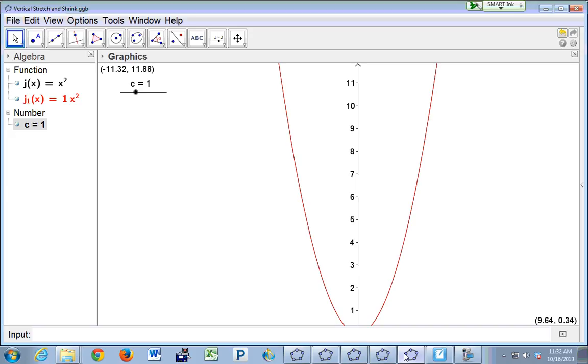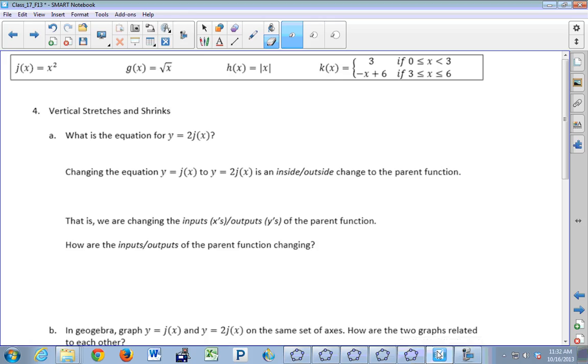So when the number on the outside is 1, it looks exactly the same as its parent function. So now think about increasing this number to 2 or 3 or 4. What's going to happen to your graph? That's what we're about to investigate. So here we go. Here's the graph of j of x. It's going to now look like 2 times x squared.